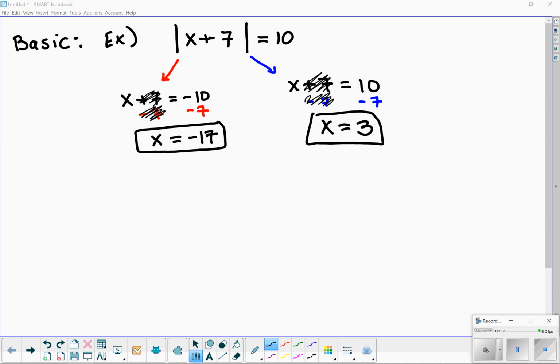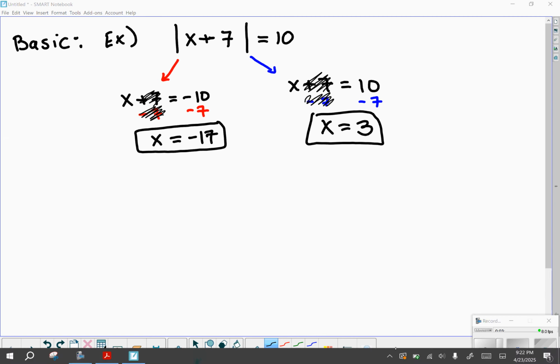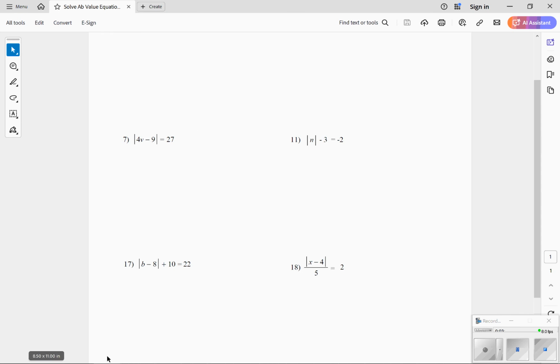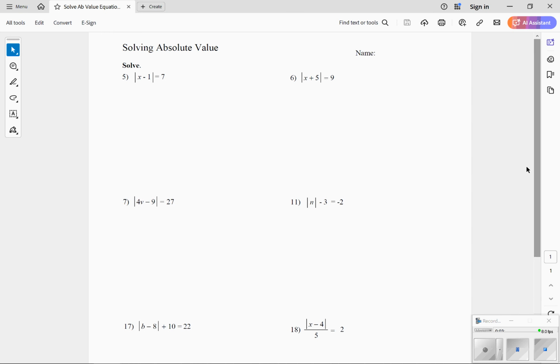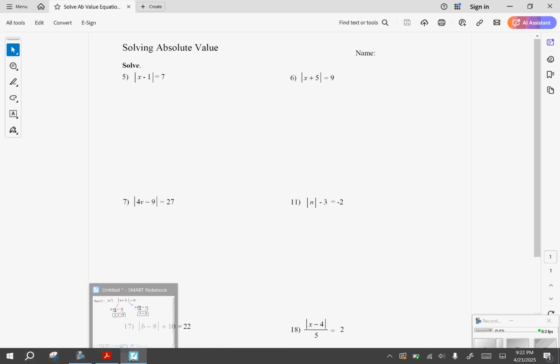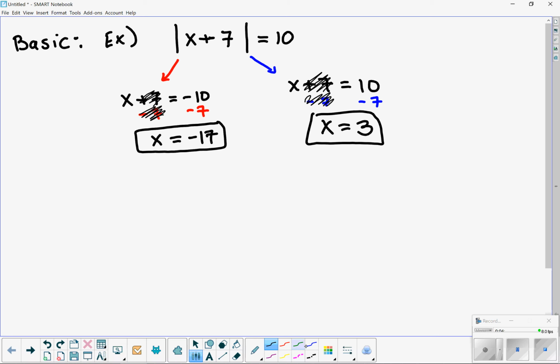So that is on a more basic level. That would be very similar to problems 5, 6, and 7. You notice, 5, 6, and 7 would probably be something similar to the basic level. Now, numbers 11 and 17 are going to be a little more advanced. We'll call those intermediate.